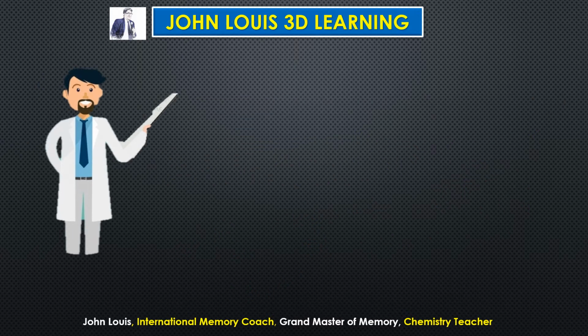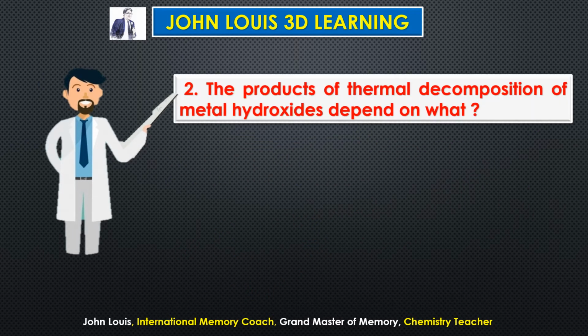That's okay. Let's start with another question. The products of thermal decomposition of metal hydroxide depend on what? So what is meant by metal hydroxide? It can be hydroxides of any metal. For example, you take calcium hydroxide, magnesium hydroxide, any metal and their hydroxide. So you should know how to write the formula. Calcium valency is 2, hydroxide valency is 1. Therefore, when you interchange, you get calcium hydroxide.